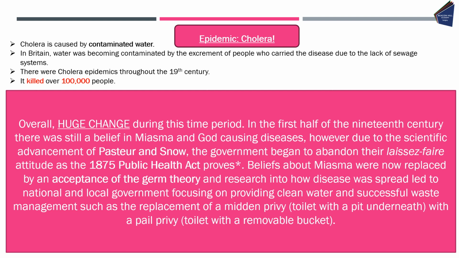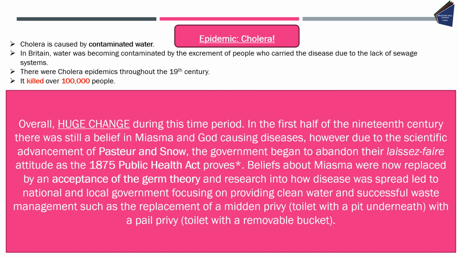Overall, though, there is a huge change during this time period. In the first half of the 19th century, there was still a belief in miasma and God-causing diseases. However, due to the scientific advancement of Pasteur and Snow, the government began to abandon their laissez-faire attitude, as the 1875 Public Health Act proves. Remember, this new law forced local councils to take responsibility for cleaning up their towns, which included the appointment of health inspectors to monitor its implementation. So we can see real progress.